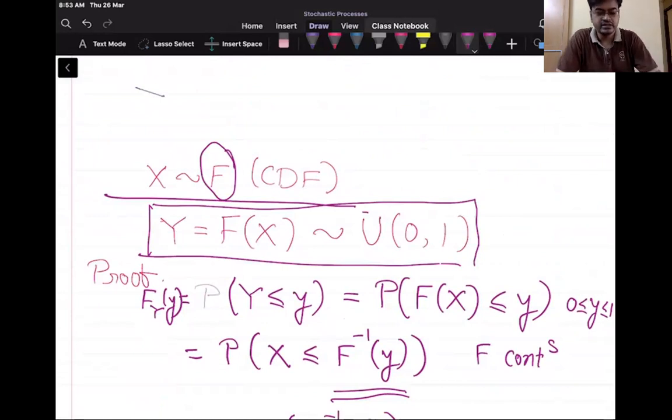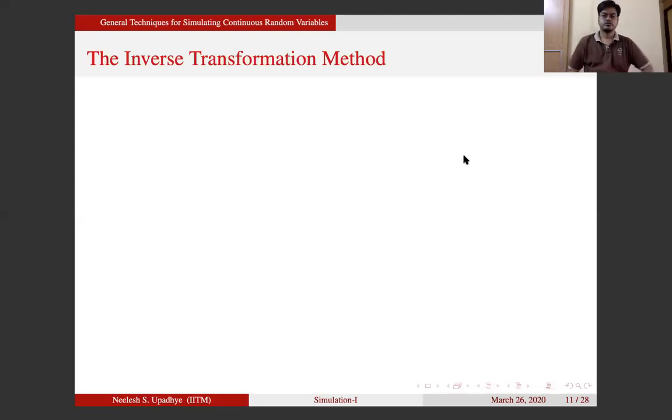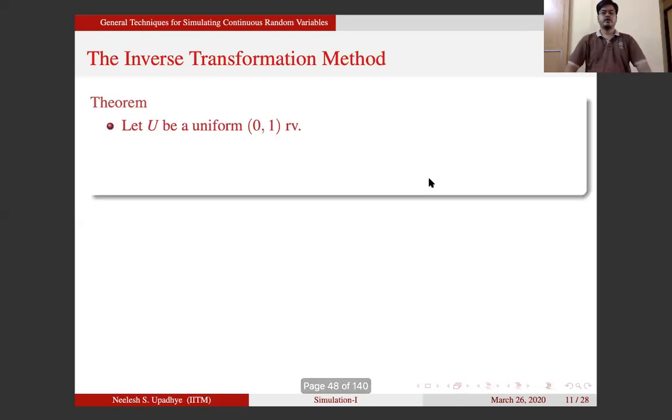And that brings us to our next method. That method is called the inverse transformation method. So this is the inverse transform method. It relies on the theorem that I proved just now. So let us try to understand the procedure for this inverse transform method. I have a uniform random variable. I know how to simulate a uniform random variable from the previous class or the previous video.